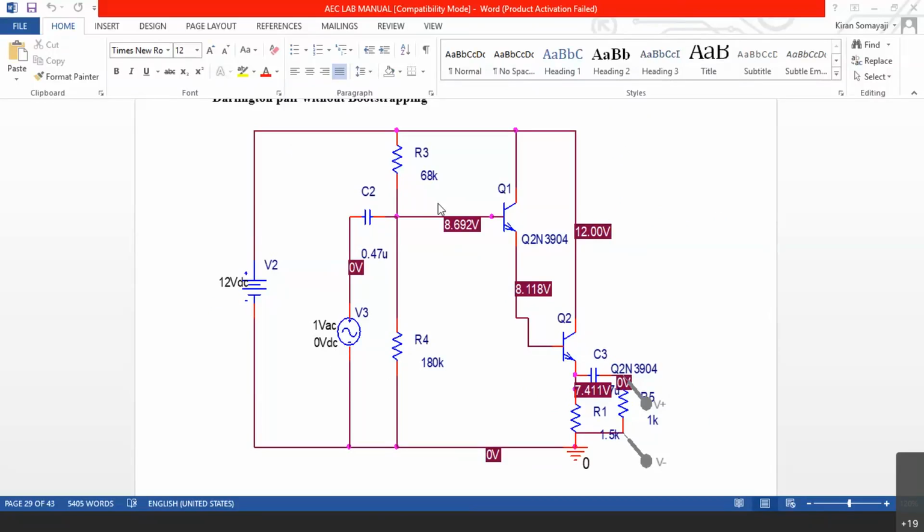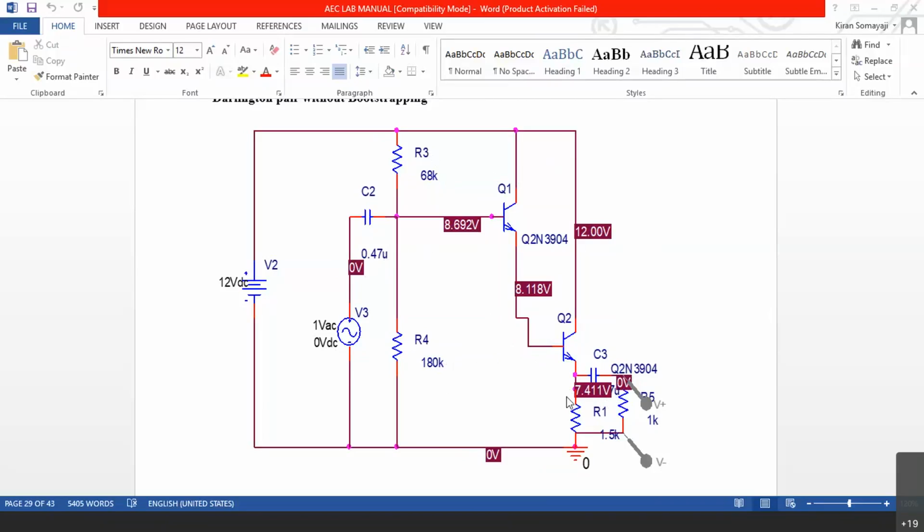Now you can see PSpice's notations given here. When the circuit was edited in PSpice, it already showed the DC voltages. You can see 12 volts is shown here, and here 7.41 volts is shown. Ideally, it has to be 6 volts, 12 volts by 2. But practically, because of the biasing of these two resistors and the design tolerances, there is 7.4 volts here.